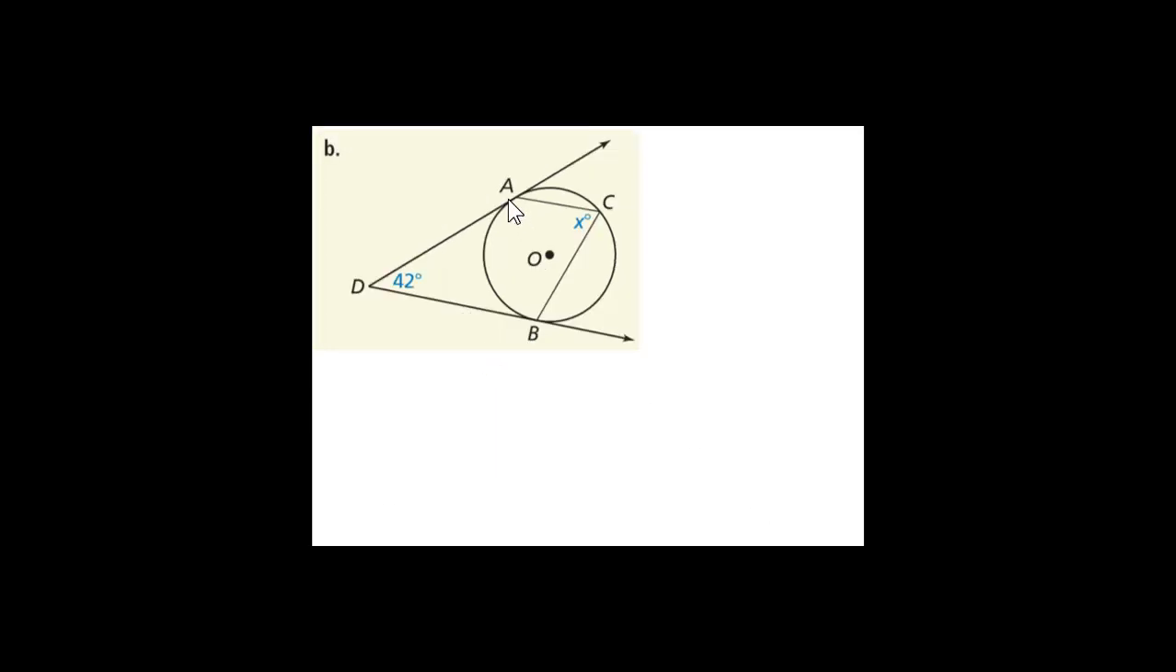First, remember that angle ACB, which is an inscribed angle, is equal to half the measure of its intercepted arc. We also know that the measure of the central angle AOB is equal to the measure of its intercepted arc. Therefore, if the measure of angle ACB is half the measure of the intercepted arc, it's also half the measure of the central angle.